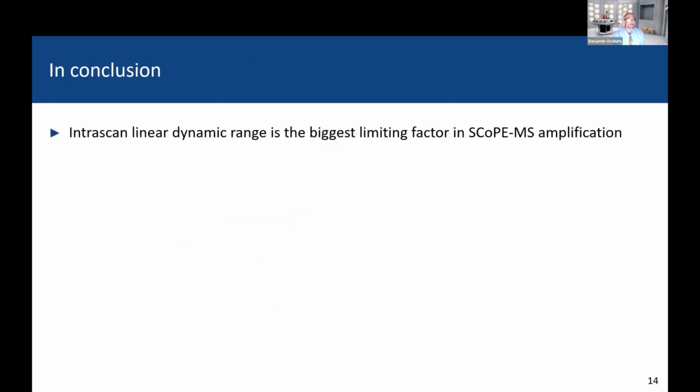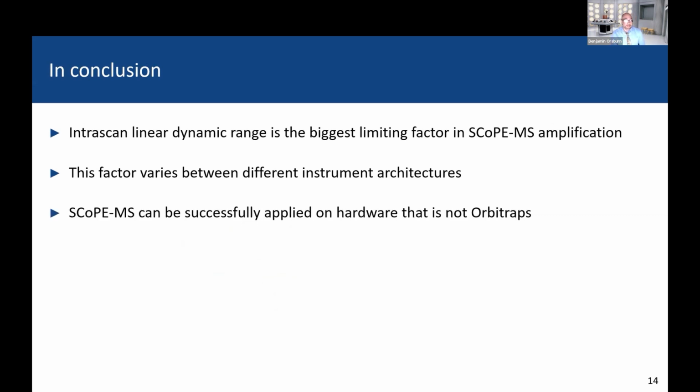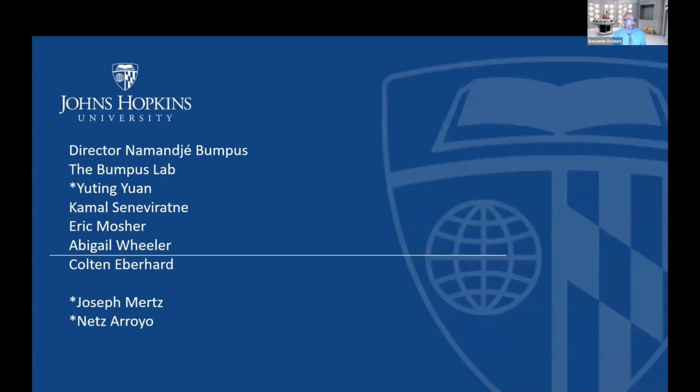So in conclusion, I think that intrascan linear dynamic range is the biggest limiting factor holding SCoPE-MS back. And this factor varies between different instrument architectures, and it varies a lot. If you take nothing else away from this talk, I want you to think that SCoPE-MS can be successfully applied on hardware that is not Orbitraps. And in fact, it might actually work better on some of them. So that's it. Quick acknowledgements.